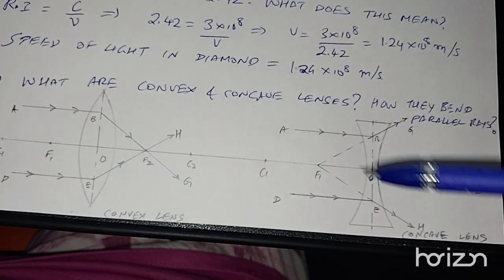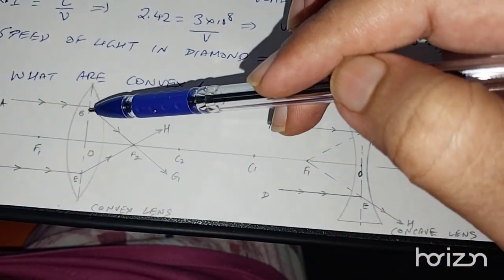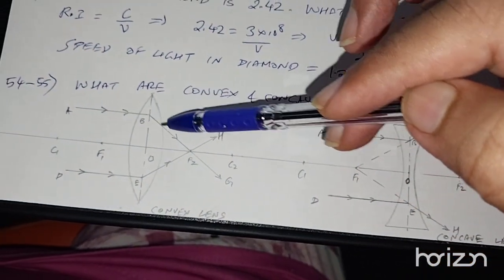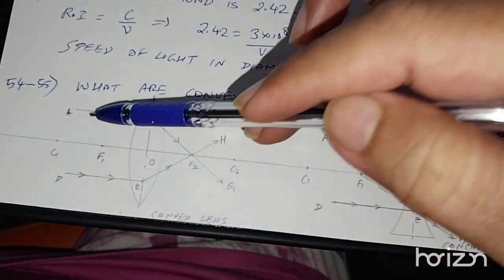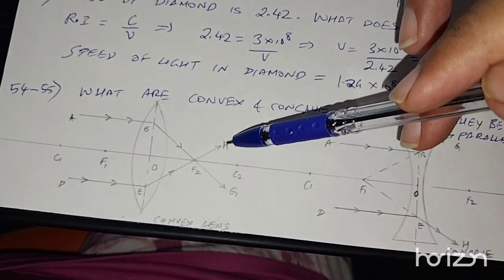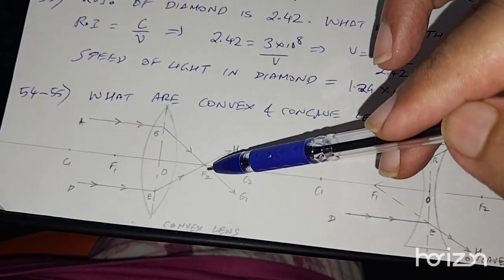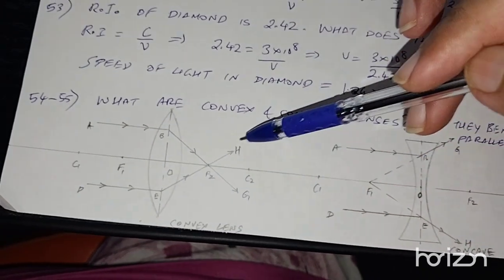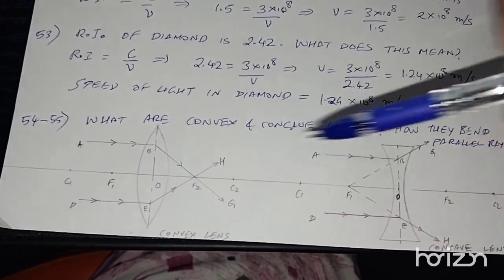Remember that. Same thing for the concave also, but convex is a converging lens. Any parallel rays you shoot at it, it will bend such that the rays will pass through the focus on the other side. So you can see that it has made these rays converge here. AB will move along BG, it will pass through the focus, and DE will pass along EH. So it will also converge at the focus, and all the parallel rays will converge to the focus.